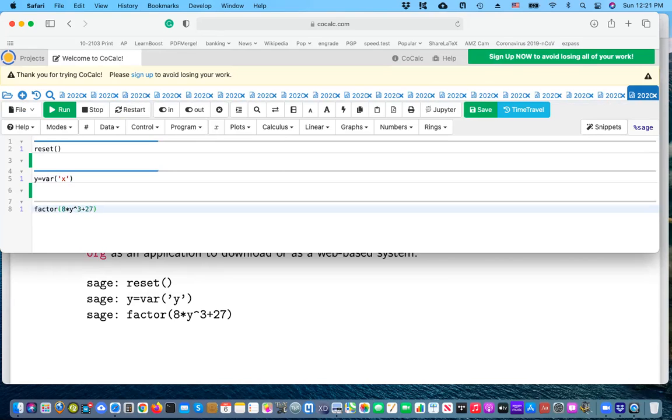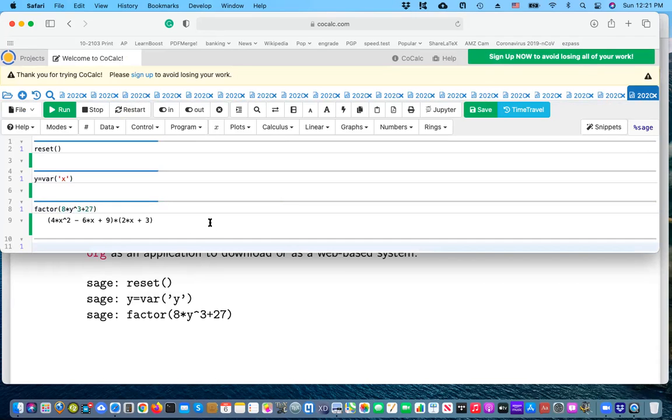We've actually factored that. What is it? That's the sum of perfect cubes. Hit the shift return. And what does it do? It returns the answer back to me. What's the answer? I would have written in a different order. I would have said 2y plus 3 times 4y squared minus 6y plus 9.